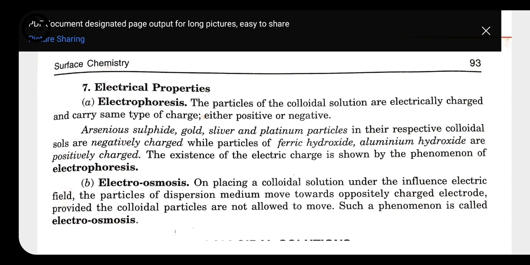So here the movement of the dispersed phase takes place due to the passing of electric current. This is called electrophoresis. So here we can define electrophoresis, and we have given the definition. The next process is called electroosmosis.